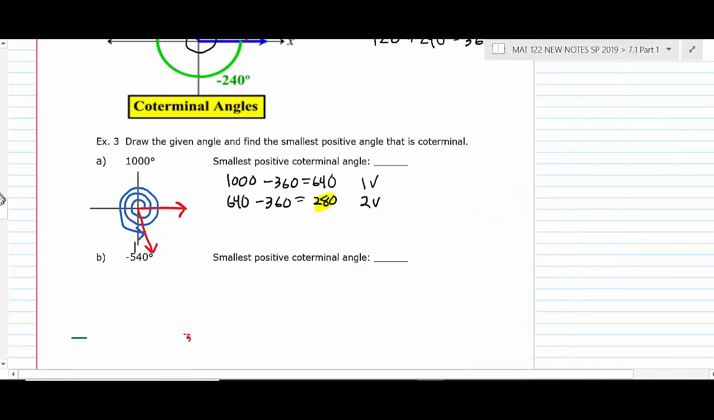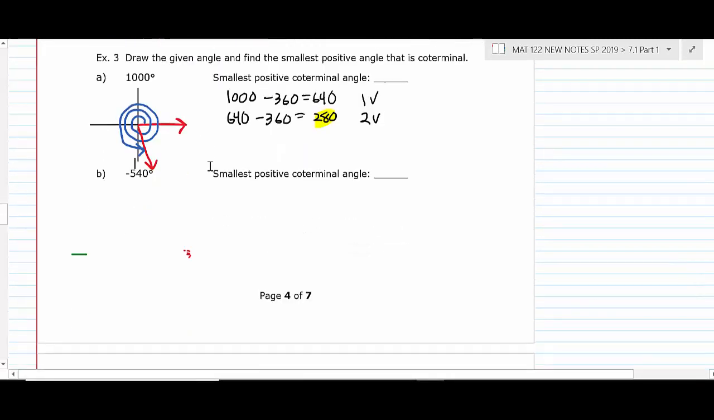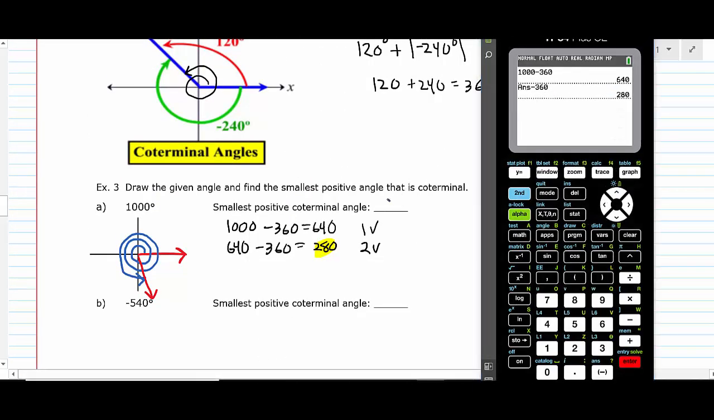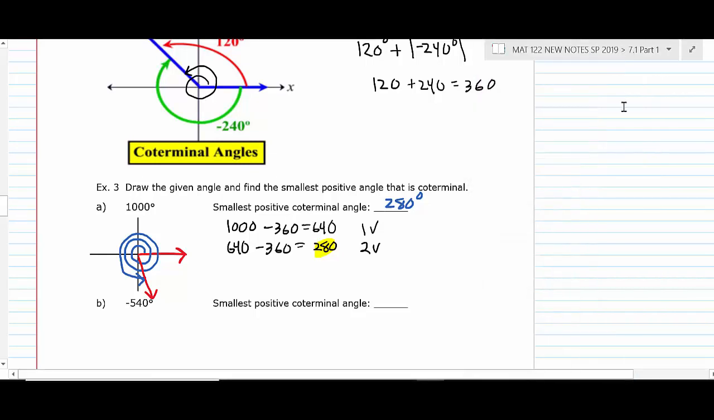Now, I would never ask a student to draw a 1,000,000-degree angle. No more than about 2 or 3 laps around the circle. You're just trying to get the idea of what this means anyway. Now, the smallest positive coterminal angle is going to be 280 degrees, because if I take 280 and subtract 360 on my calculator, then I start getting into the negative angles. So that's as far down as you can go.